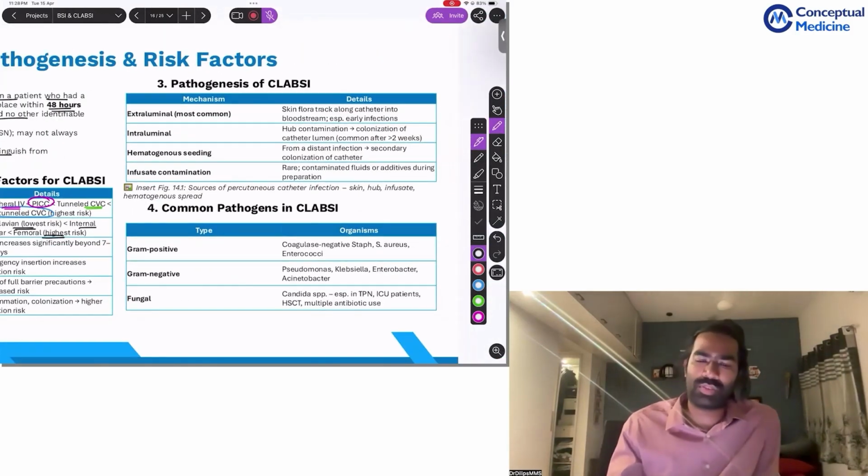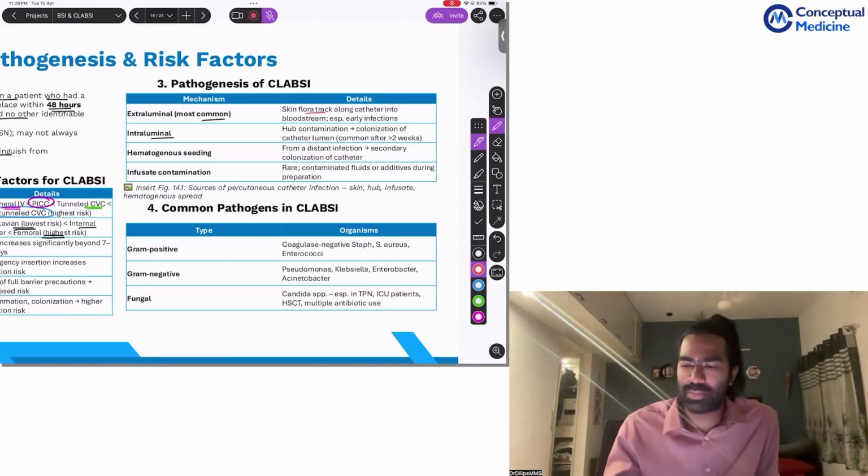What is the pathogenesis of CLABSI? So extraluminal is the most common, but it can be intraluminal also. What is extraluminal? The organism comes from the skin flora, tracks along the catheter and into the bloodstream. Especially it's common in early infections. Intraluminal infections are common after 2 weeks of insertion of the catheter.